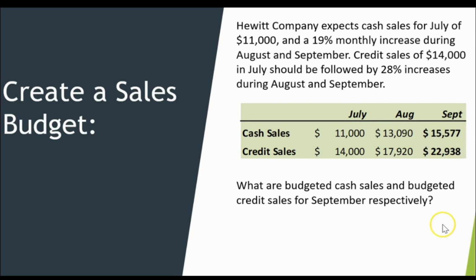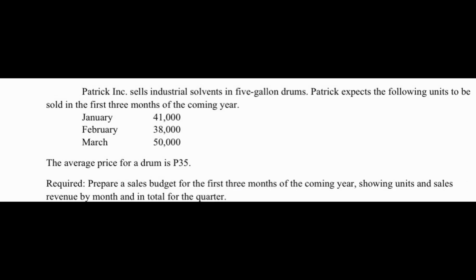And then in September, we'll do the exact same thing. It will be 1.19 times the August number, and 1.28 times the August number for credit sales. So that's how we end up with 15,577 and 20,938. This is 1.19 times the August number, and 1.28 times the August number.